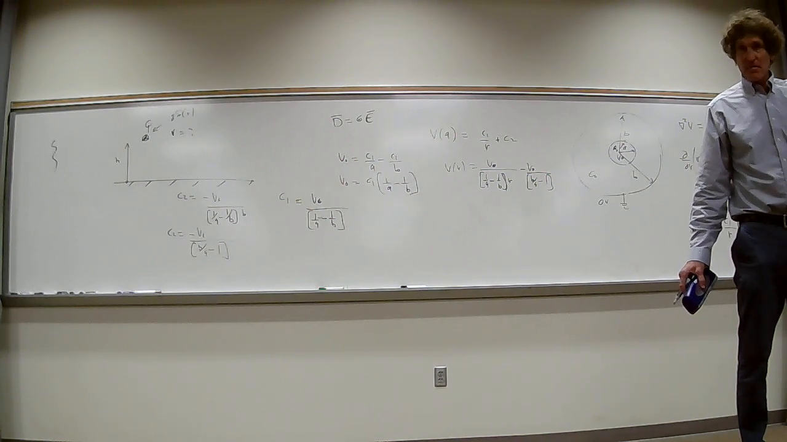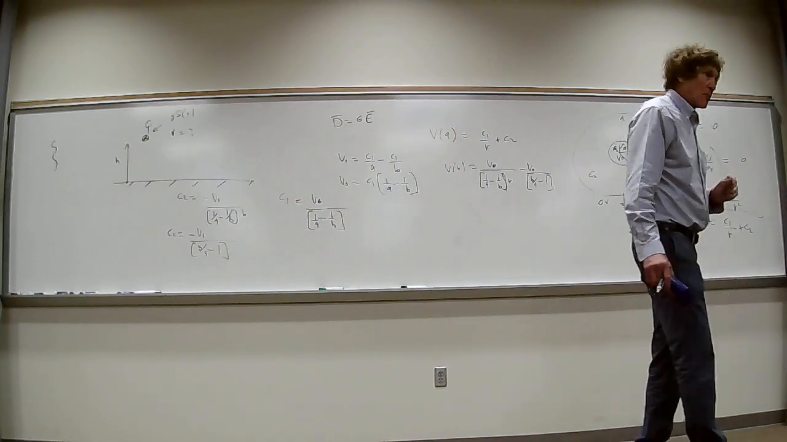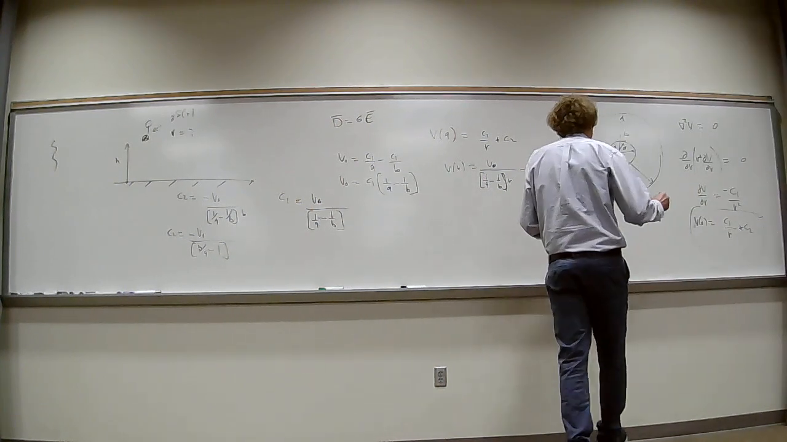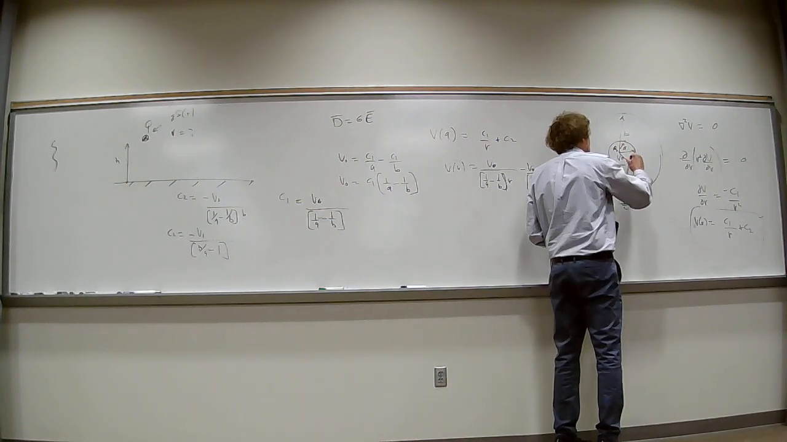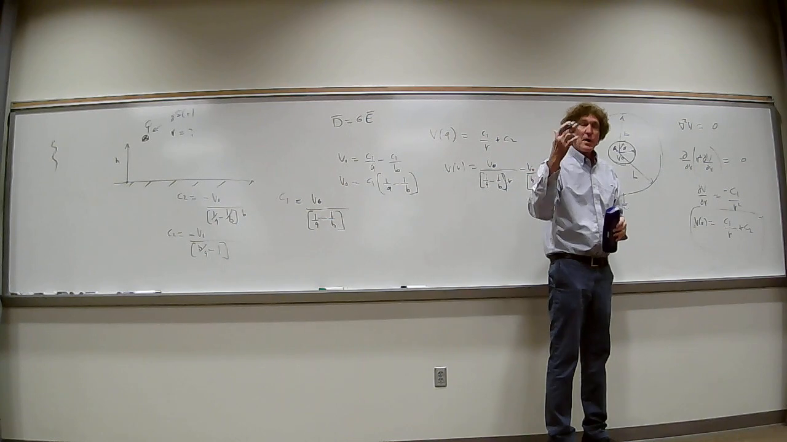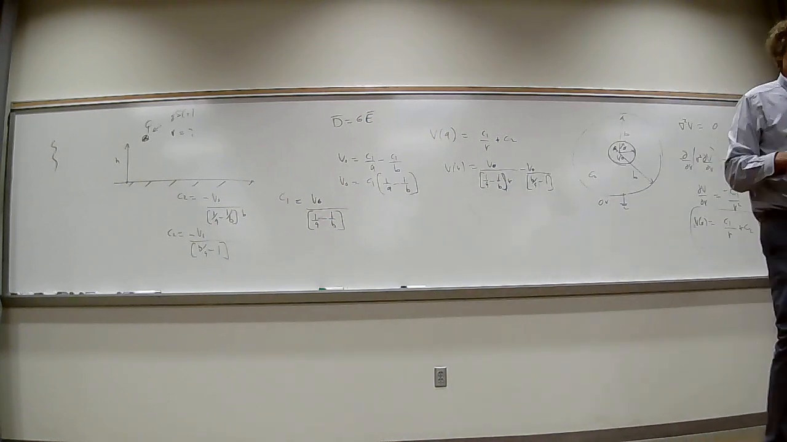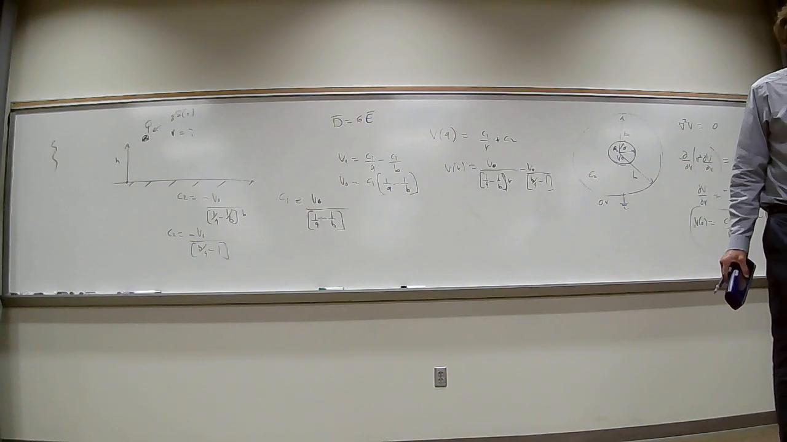Multiply by epsilon naught, right? Now, if I have the D field, this is very important. I didn't say this specifically, but this is a perfect conducting surface. Do y'all follow me on that? If you have the D field, what did I tell you about the D field's relationship to charge density on a perfect conducting surface?